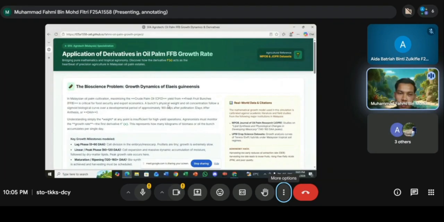I'm Muhammad Fahmi bin Muhammad Fitri. Today, I will present about the application of derivative in oil palm FFB growth rate.